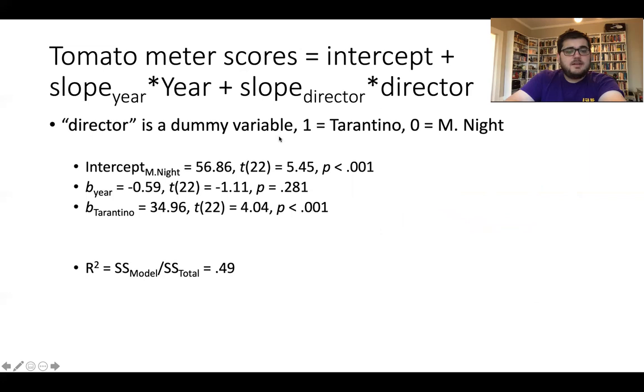Then we add to all of our predictions. So we've got intercept plus the coefficient. I hate calling it a slope because you can't have multiple slopes for a line. I guess if you have two lines, they can each have a slope. But you have the intercept. That's M. Night Shyamalan's tomato meter scores starting at the first year that the data starts on. And then you add the year times how much you go down on your predictions per year. So the regression coefficient for year is -0.59.